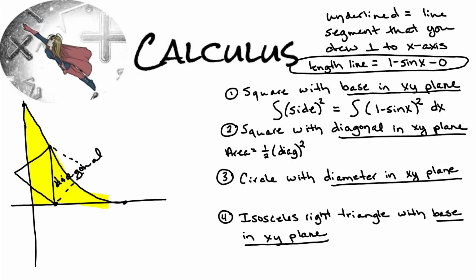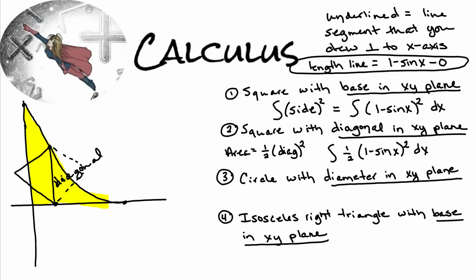And all of these area formulas come straight from geometry, so I'm not going to go back and prove how they work, but that would work for the area of a square. So it would be the integral of 1/2 times the length of the diagonal, which is still that line segment, so it's still 1 minus the sine of x minus 0, and then that would be squared.